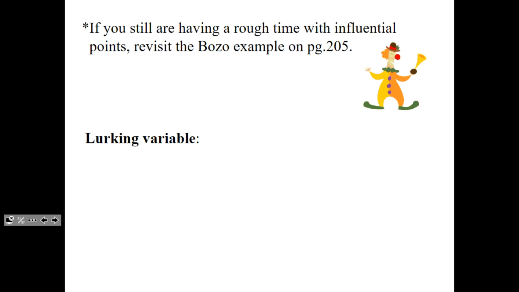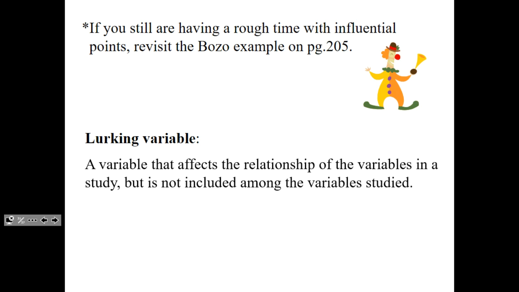Let's talk about lurking variables. We talked about shark attacks and ice cream: as ice cream consumption went up, the number of shark attacks went up. What's really going on is that on a hot summer day, people are more likely to eat ice cream, and they're also more likely to get in the water. That temperature is hiding in the background and causing both of those to be affected. So it's not something I actually studied, but it was having an effect. It's a lurking variable. It affected the relationship of the variables, but it wasn't included in the variables being studied.